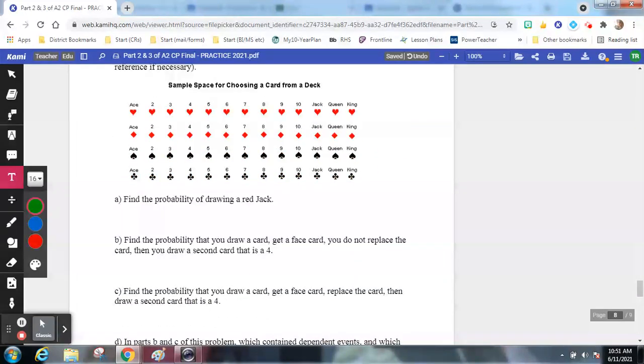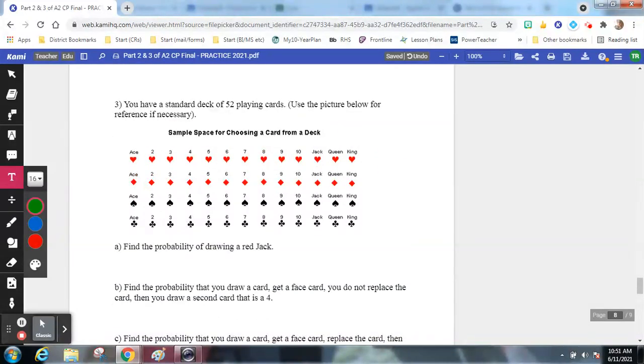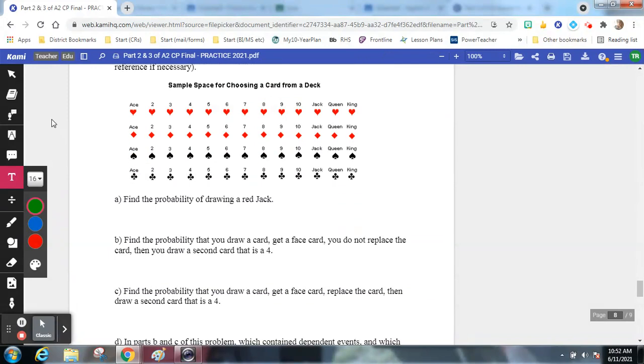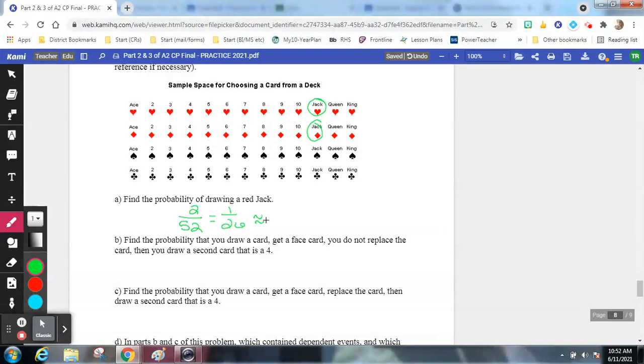All right, part 3, some probability. So you have 52 cards. I'm giving you the picture of the cards to even help you out. So part A says, find the probability of drawing a red jack. Okay, so first of all, these are my only 2 red jacks I have. So there's only 2 of them out of 52. You can choose to leave it as that fraction. You can reduce the fraction if you want. You can give me a decimal or a percent. I don't care. I will have all options available. But this is your basic. There's 2 red jacks out of all 52 of them.